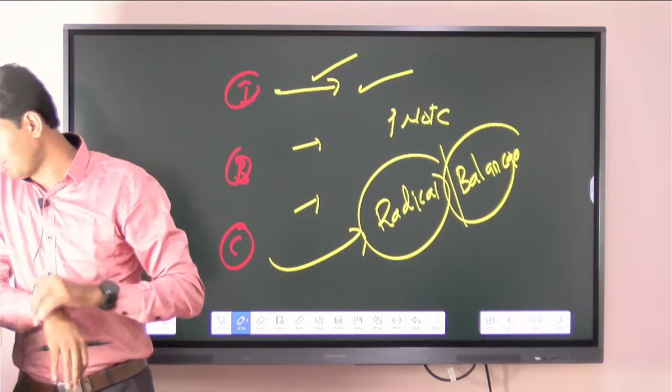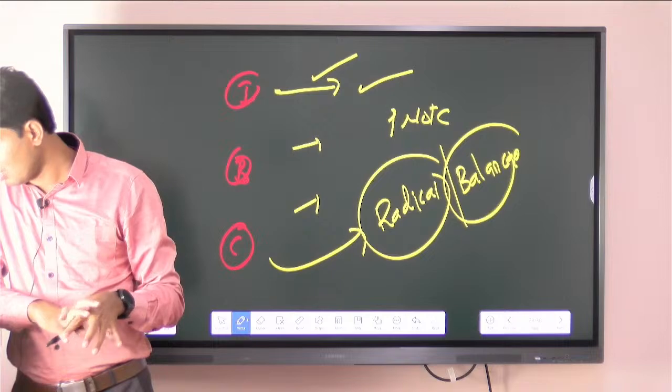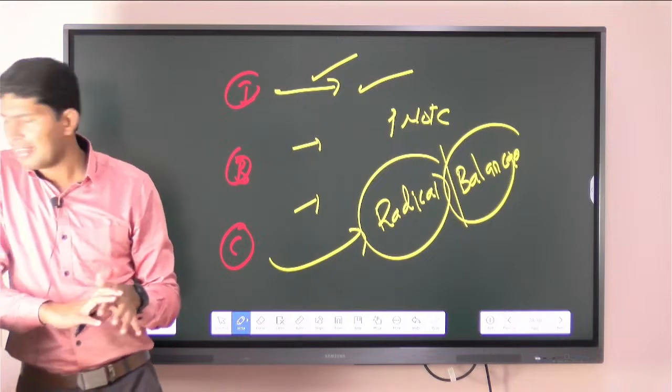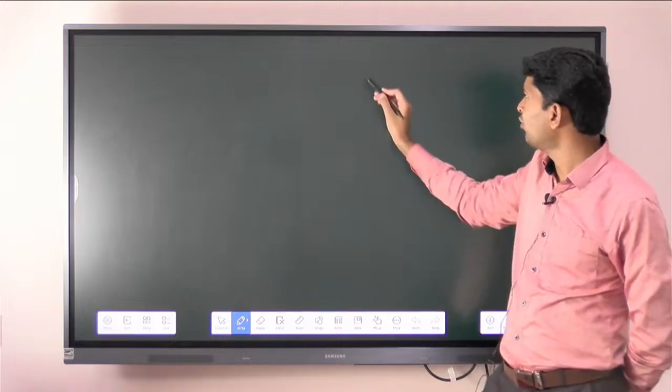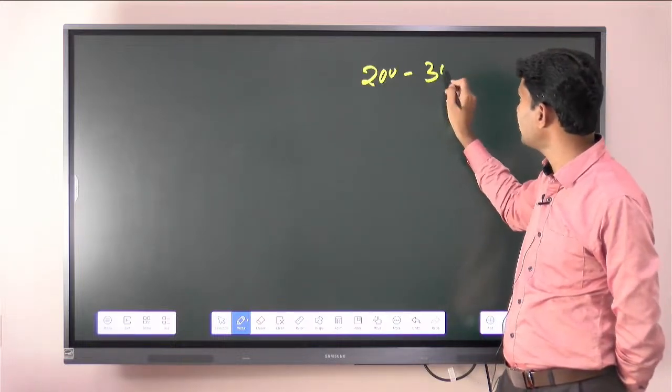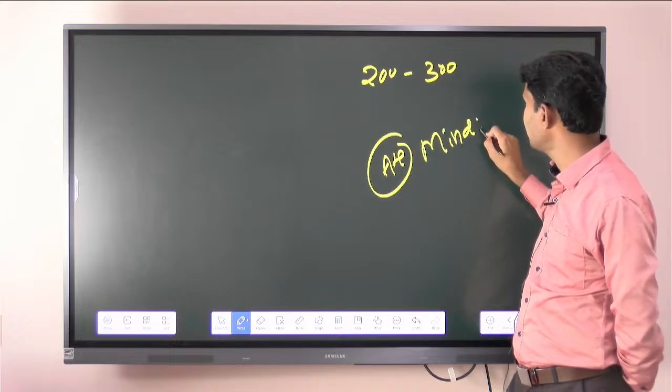So, try to have your own notes, frequent revision, mind maps, and the entire sociology can be converted into 200 or 300 pages, roughly A4 paper, with mind map notes.